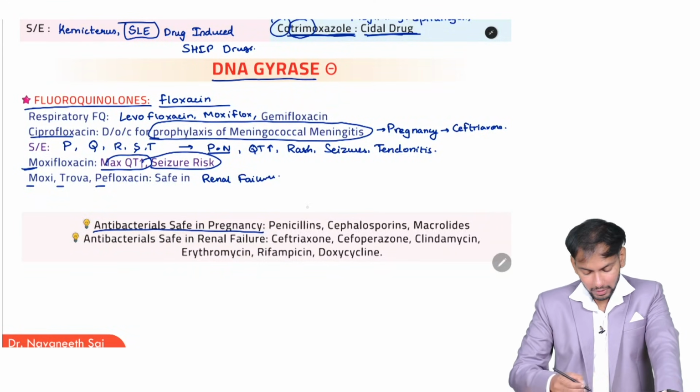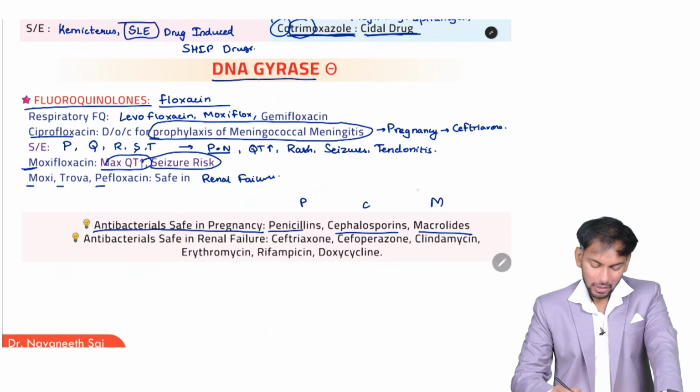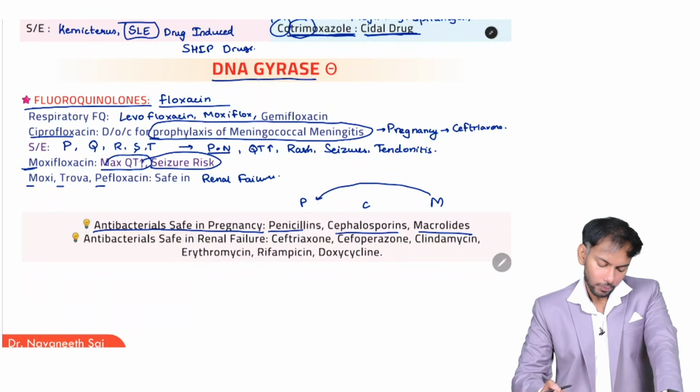What is the most safe drug in pregnancy? It is PCM, so you can remember it that way. These are penicillins, cephalosporins and macrolides. Macrolides are also an alternative to penicillins.